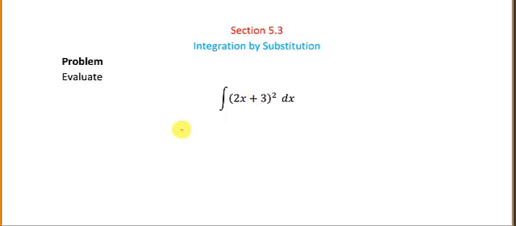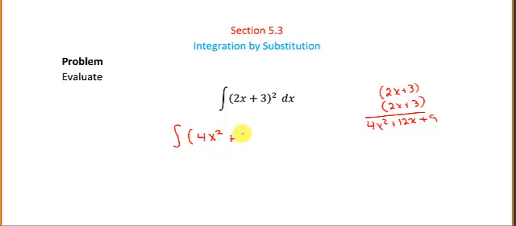Well, we could do this with what we know, because we could multiply the 2x plus 3 times 2x plus 3, and of course we get 4x squared plus 6x plus 6x is plus 12x plus 9. And so this would be the antiderivative of 4x squared plus 12x plus 9, and we integrate with respect to x.